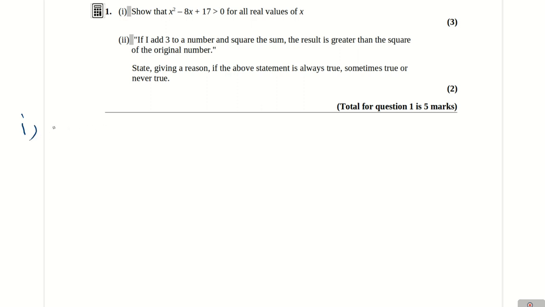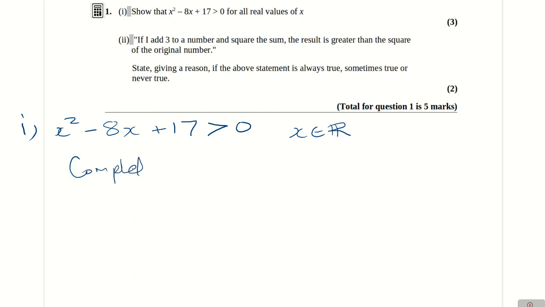Part 1. It gives us a quadratic expression, and it tells us to show that that's got to be greater than 0 for all real values of x. So the best way to do this is to do something called completing the square. So we complete the square.